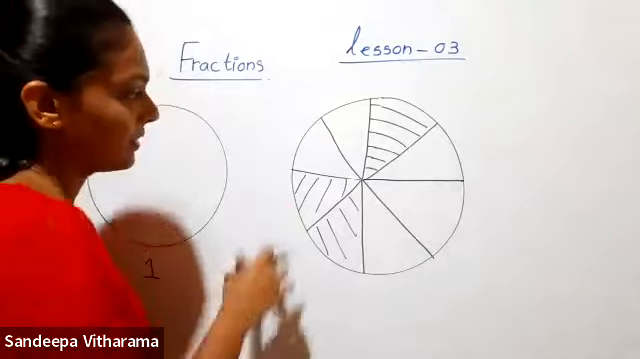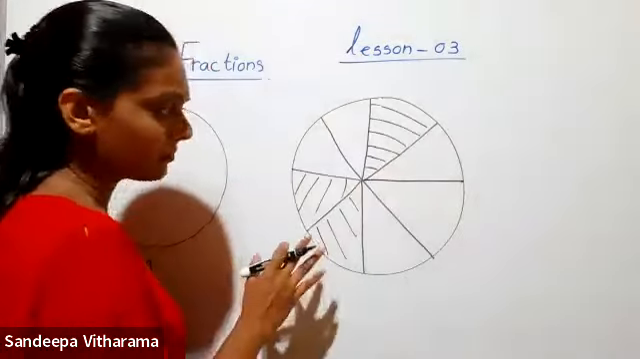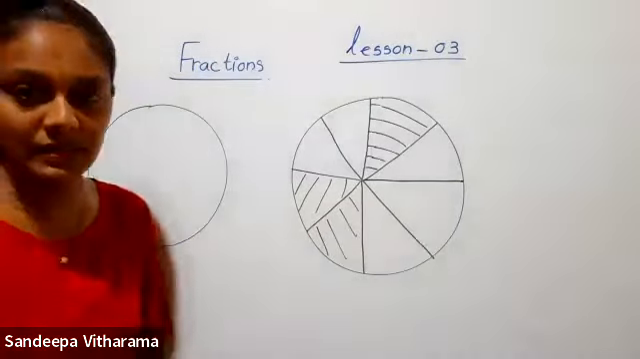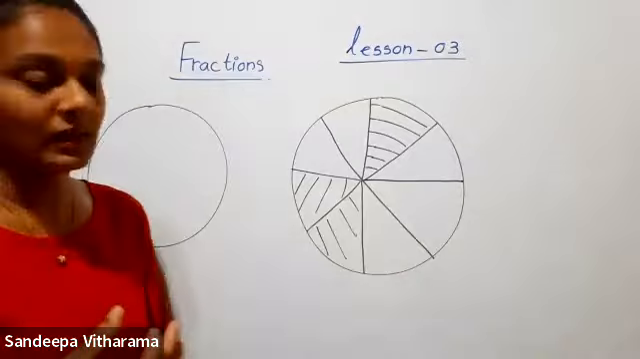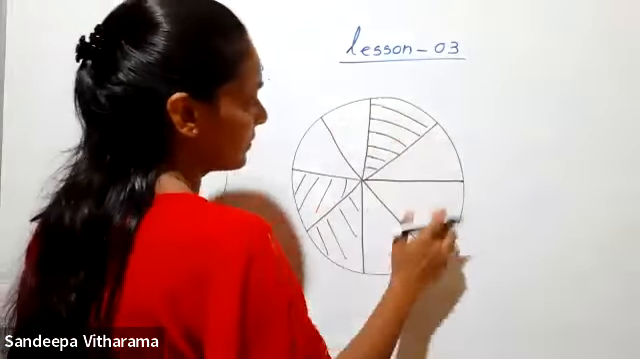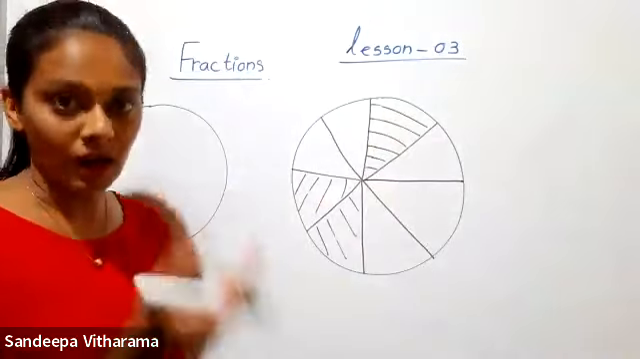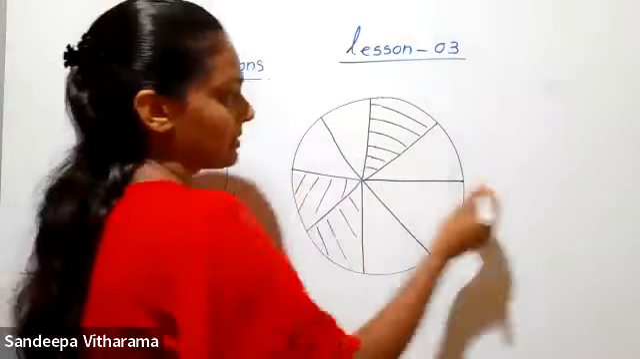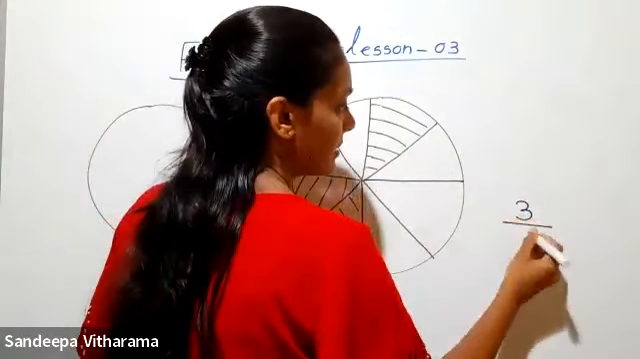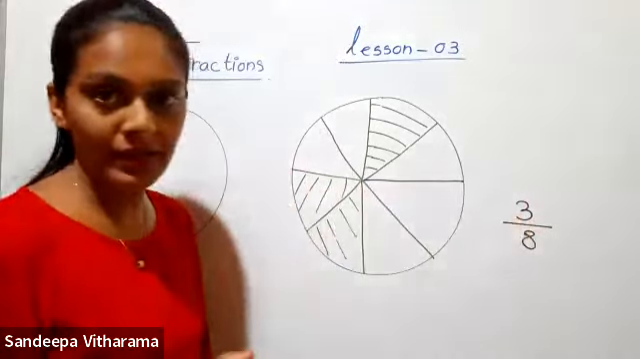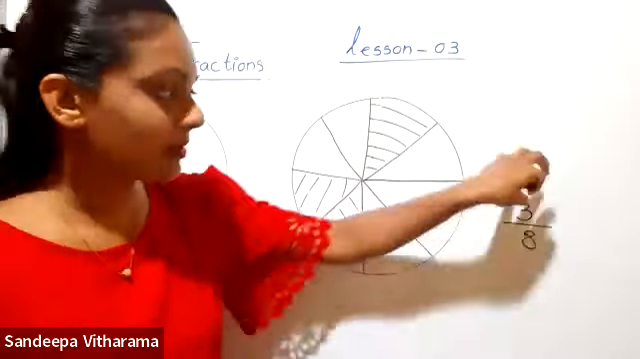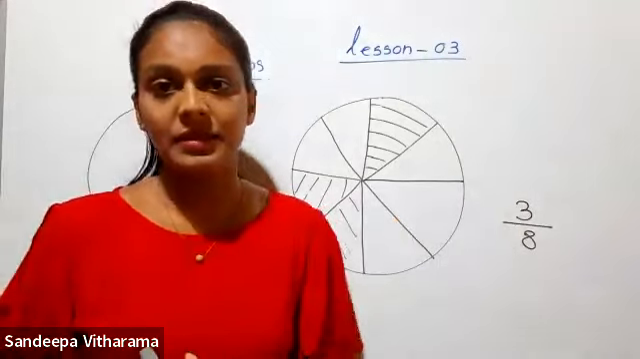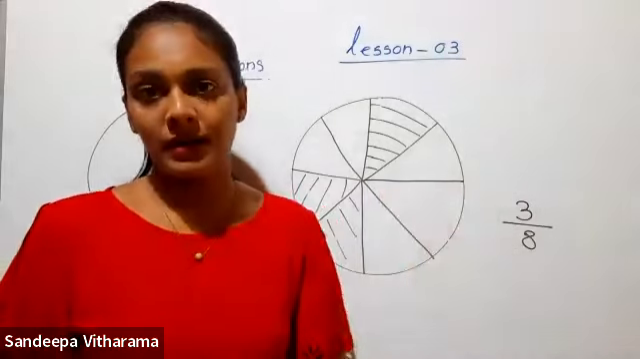Then look here. If I consider this one, this whole one has been divided into how many equal parts? 1, 2, 3, 4, 5, 6, 7, 8. Then out of these equal 8 parts, how many parts have I eaten? It is 3 parts. Out of 8 parts, I have eaten 3 equal parts. Then here I can say that this 8 is the total number of equal parts.